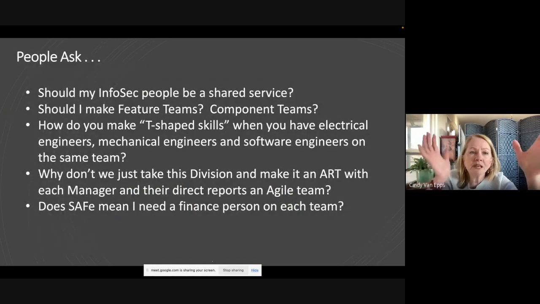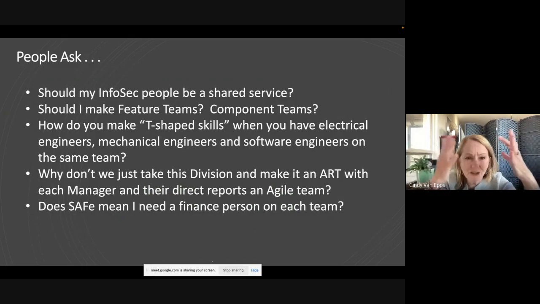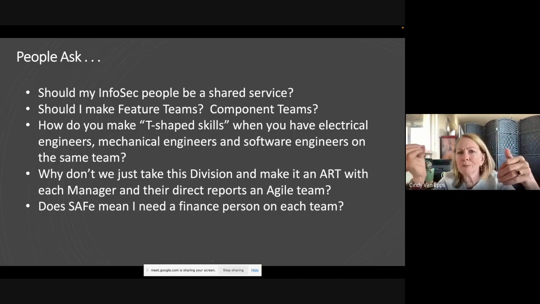So people say, well, should my information security people be a shared service in an ART, or across ARTs? Should I make feature teams or component teams? If you remember, earlier versions of SAFe really emphasized that. And then we talk about T-shaped skills.